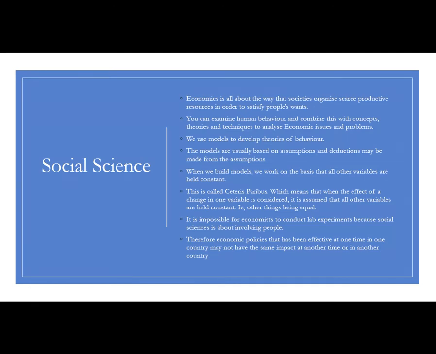Everything else being equal. Now, it's impossible for economists to conduct lab experiments because we're not scientists. Economics, at the end of the day, is a social science, so it's involving people. People's behavior, which you'll learn later on, is sometimes irrational, and therefore it's impossible to predict 100% what economic agents will actually do. So economic policies may have been effective at one time in one country, but that may not have the same impact at another time in another country.